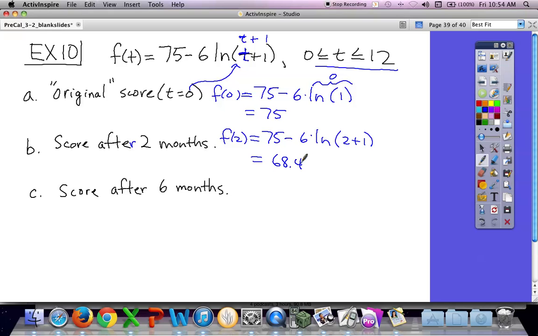And then the last one, how do you find the score after 6 months? Okay. f of 6 equals 75 minus 6 times ln of 6 plus 1. Which is 63.3.